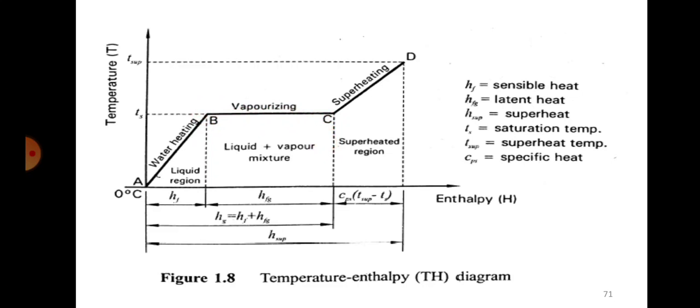If you want to define latent heat of evaporation, you can define it like this. It is the amount of heat required to evaporate 1 kg of water at saturation temperature to 1 kg of dry steam at the same saturation temperature at given constant pressure. Isn't it? If you can understand what is happening, it's easy for you to define it. So how do you define hfg? It is defined as the amount of heat required to evaporate 1 kg of water at its saturation temperature to 1 kg of dry steam at the same saturation temperature at given pressure.